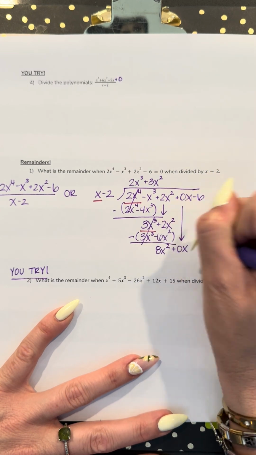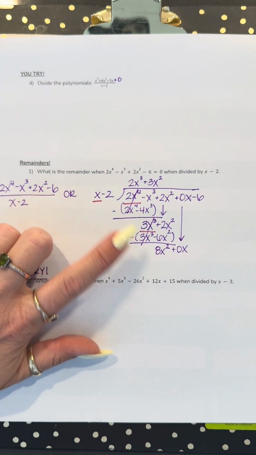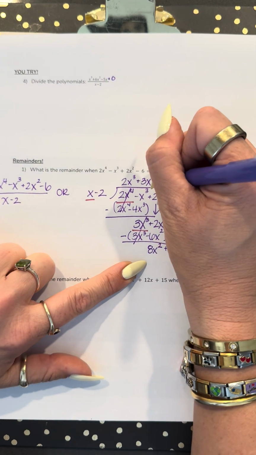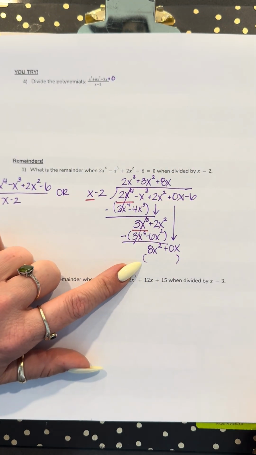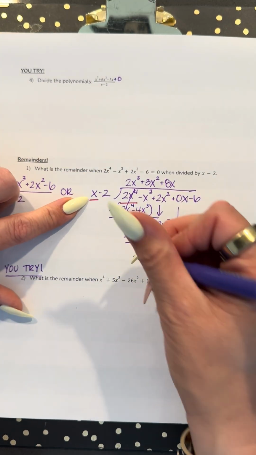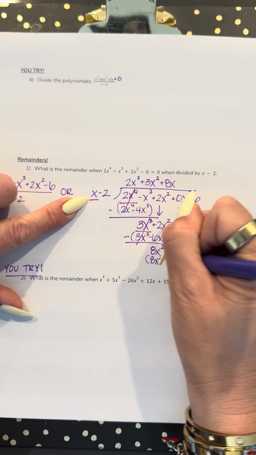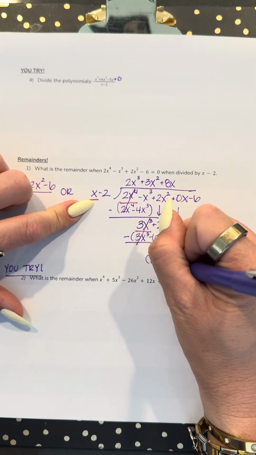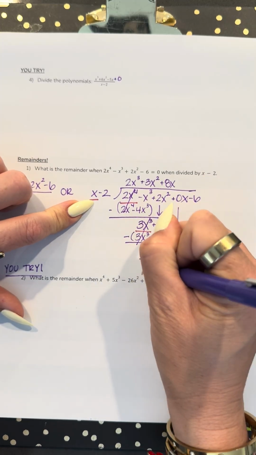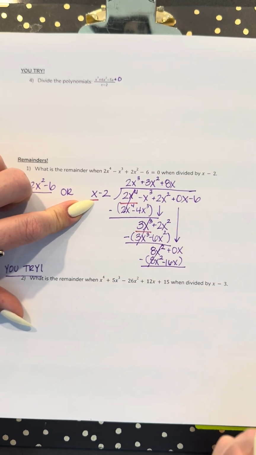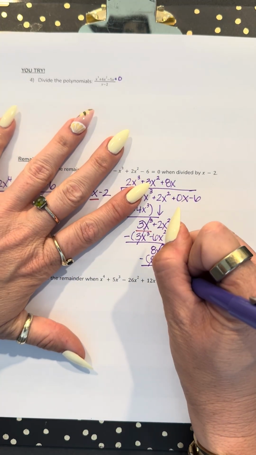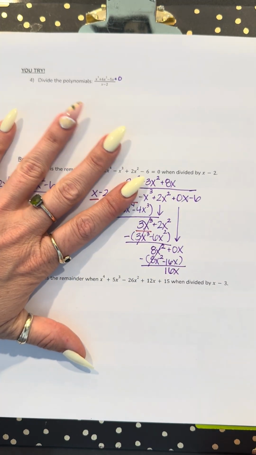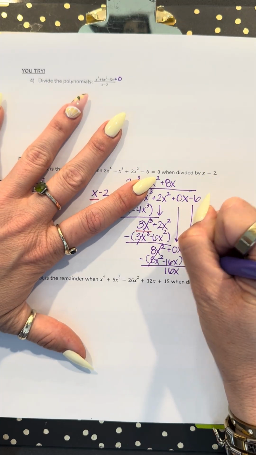Bring down my 0x. X times what is 8x squared? Well, that would be 8x. So 8x times x is 8x squared. 8x times -2 is -16x. Subtract it. Those cancel. 0 minus -16x is 16x. Bring down my -6.